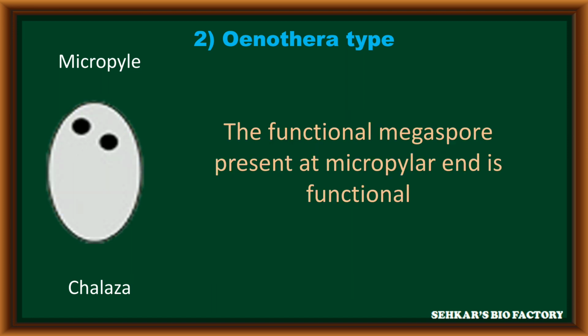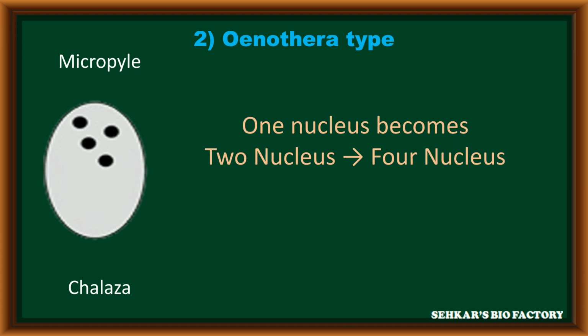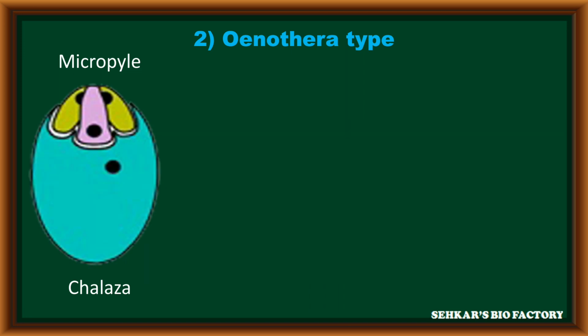The functional megaspore, which is present towards the micropylar end, undergoes free nuclear divisions, and after completion of the first division it forms two nuclei. The two nuclei then become four nuclei only. These nuclei synthesize a cell wall around them, then they become cells. Now this is the structure of the embryo sac in the Oenothera type.